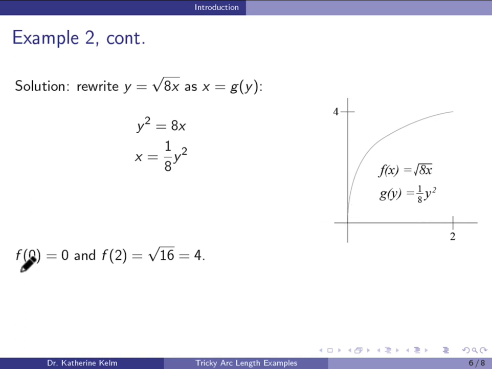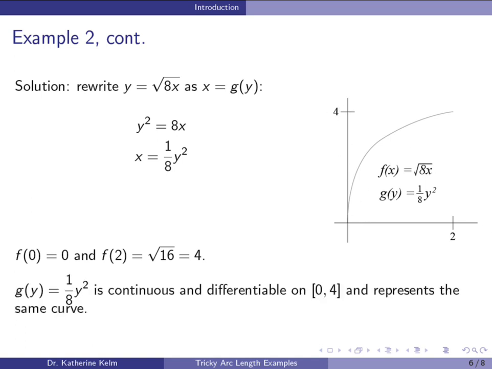We can just plug in 0 and 2 into the original function to get f of 0 equals 0 and f of 2 equals 4. So we know we're going to be integrating from y equals 0 to y equals 4. Notice that g of y equals 1/8 y squared is continuous and differentiable on that interval from 0 to 4. And since it represents the same curve, it will have the same length.